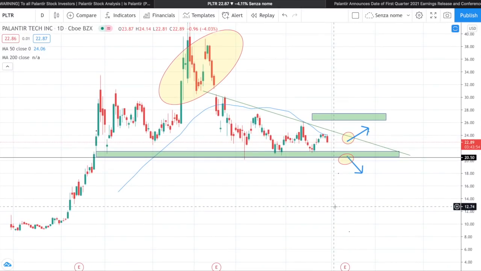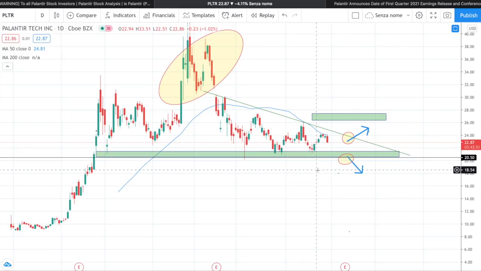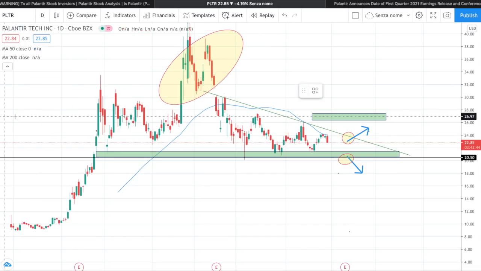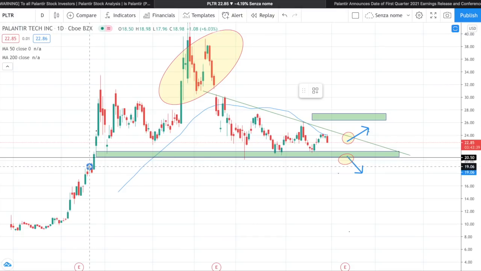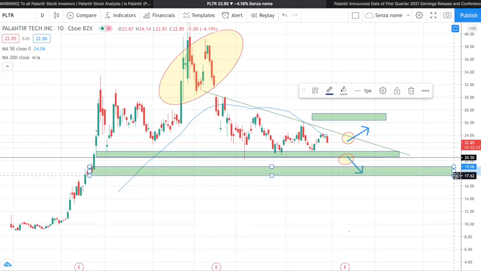But in case we go below, the next target is pretty clear, and it's where, in my opinion, Palantir can be very, very interesting long term. This level over there, from $19 to $17.5.